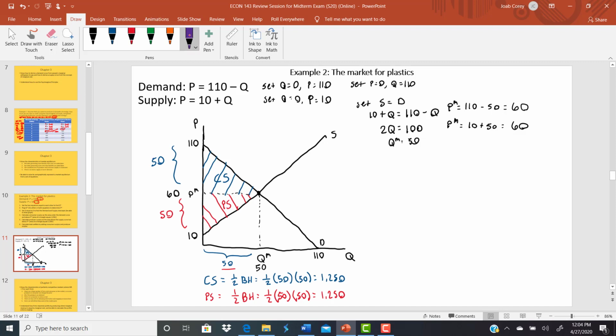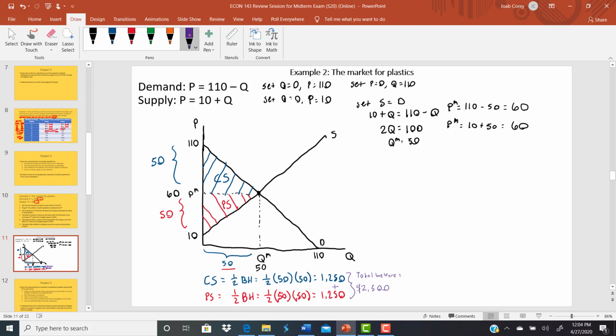Now, with that in mind, we can add our consumer surplus and our producer surplus together and get what we call total welfare. If we add the consumer and producer surplus together, we get a total welfare of 2,500. And that's going to be as big as it can possibly be in market equilibrium. That number won't get any bigger in this particular market.